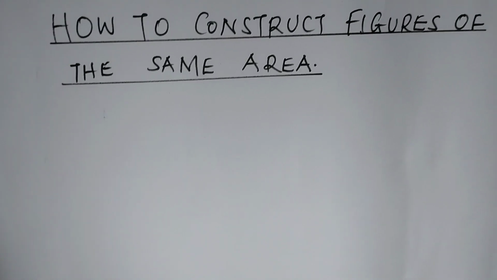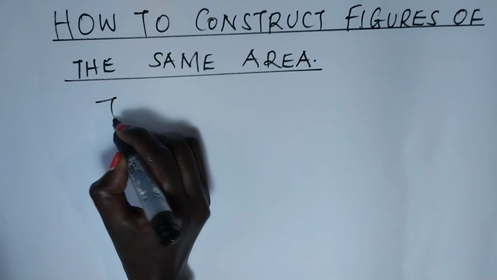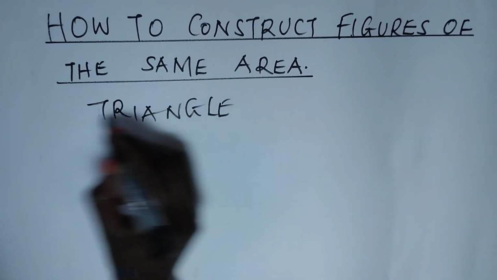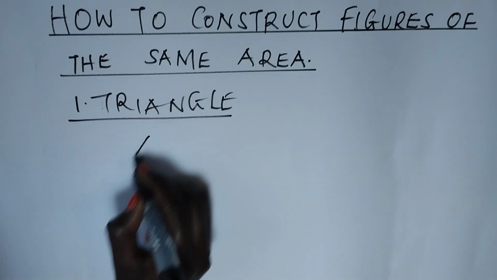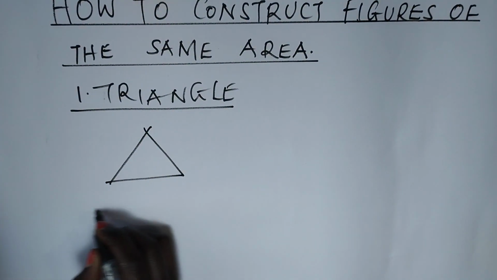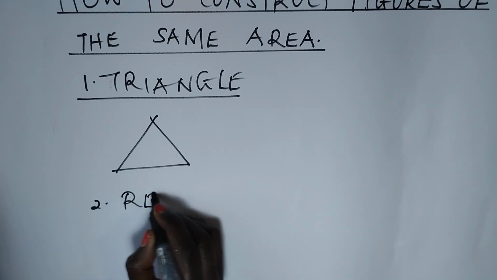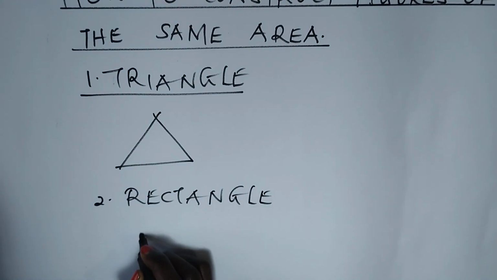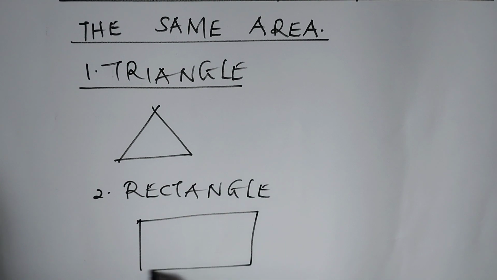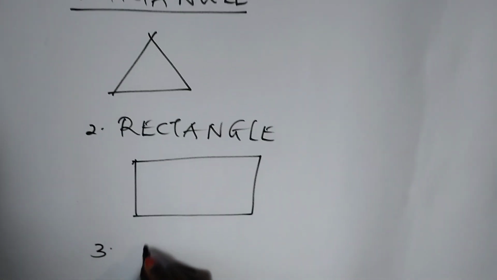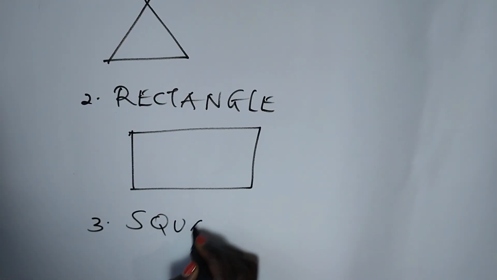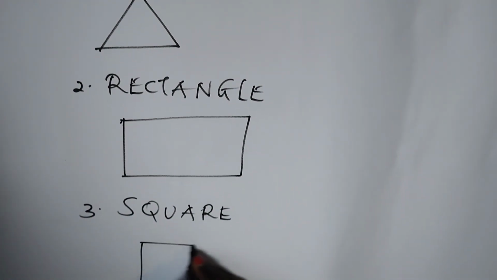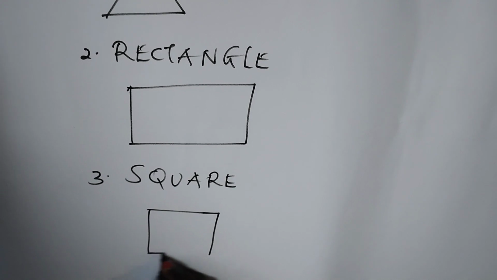So these figures, we have a triangle. Triangle number 1. This is your triangle. And then we have number 2, a rectangle. This is a rectangle. And then number 3, we have a square. And this is your square.